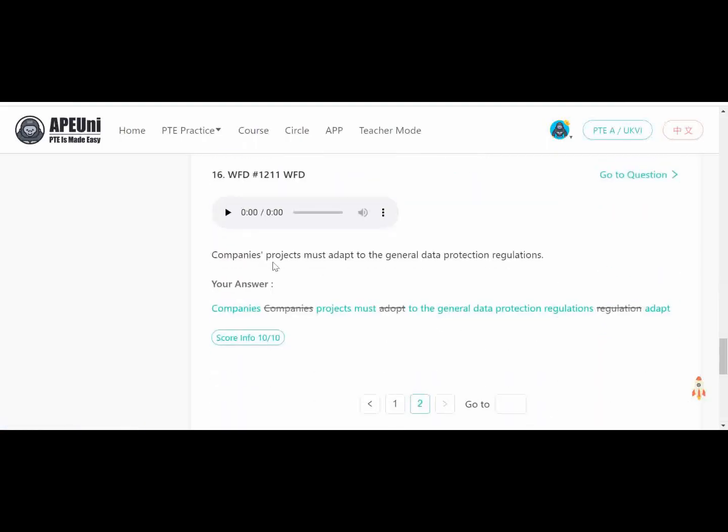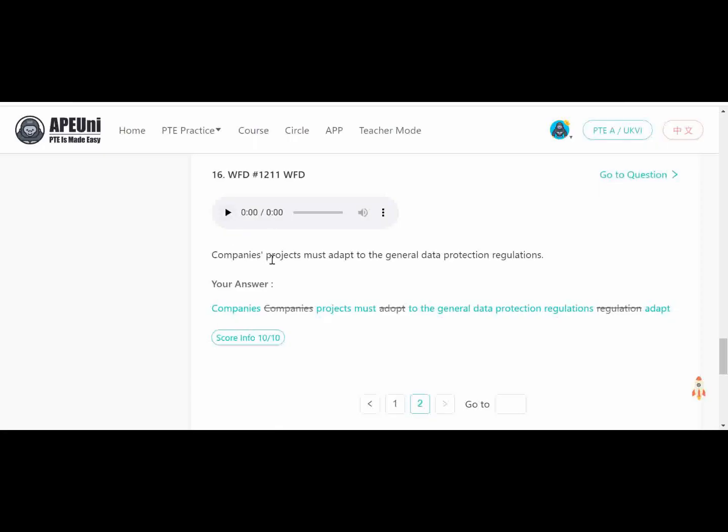So this is company's project must adapt to the General Data Protection Regulation. So here it is must, so with must we use first form of verb. Now some students got confused that ma'am where we write apostrophe s or the simple s. Now company's project, so these company projects are directly related to the data protection regulations. So if something is directly related or directly belong to something, then you will always use apostrophe s.